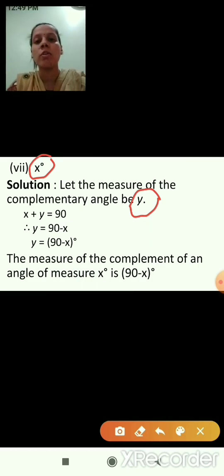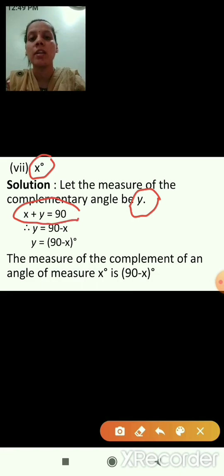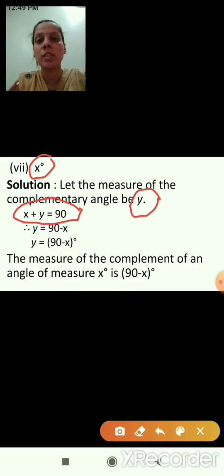So in the first step, what is the measure? The first angle is given, that is x. What we consider as the second angle? That is y. So x plus y is equal to 90 degree. I hope you are clear with the first step. The measure of the angle given is x degree, and the complementary angle we consider as y degree. So x plus y is equal to 90.